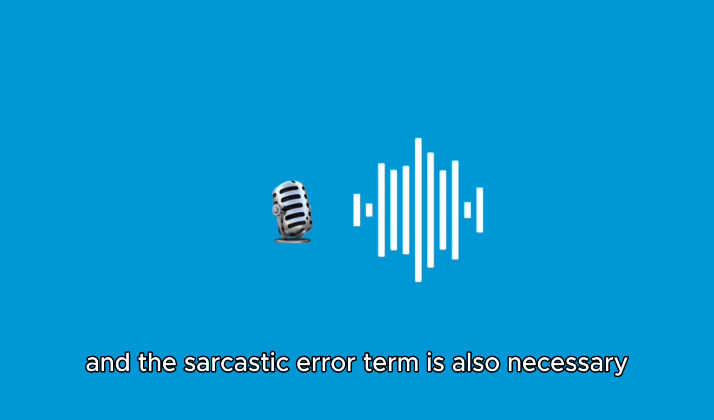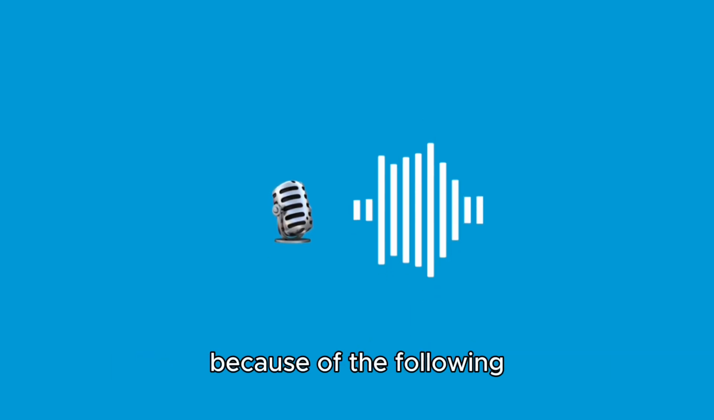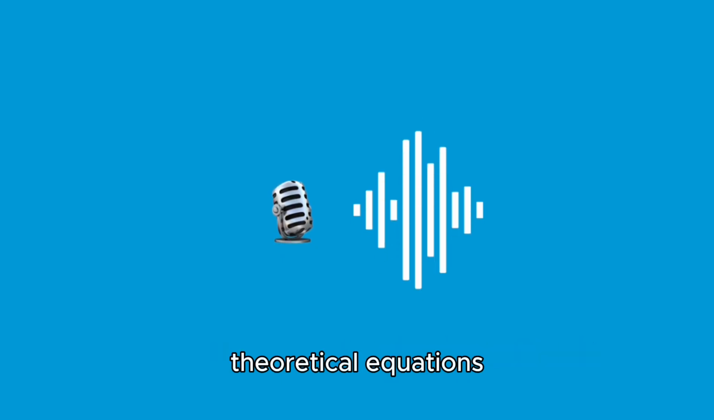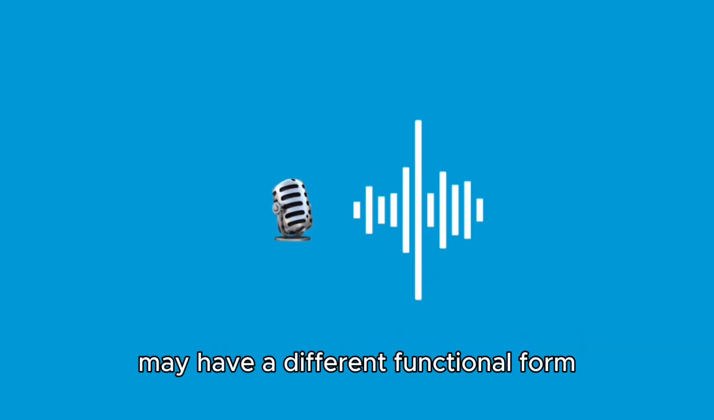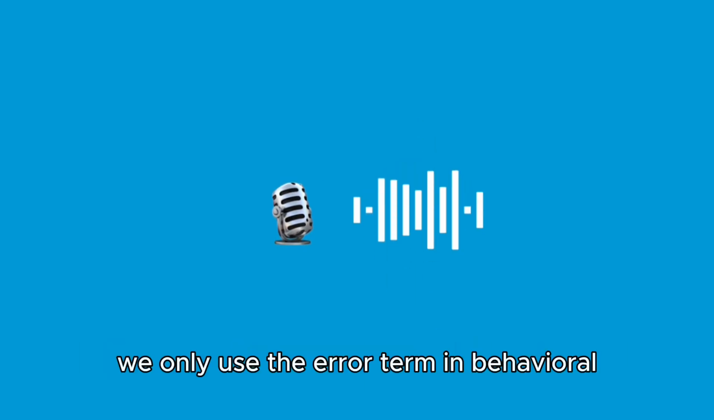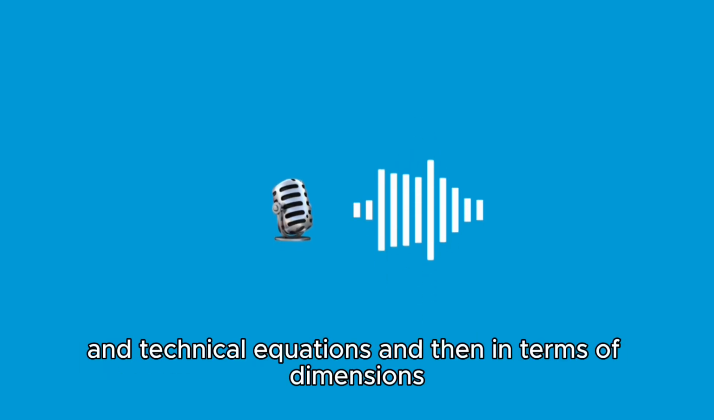And the stochastic error term is also necessary because of the following: measurement errors, omitted variables in specification, theoretical equations may have a different functional form, so nonlinear, or there may be random shocks that may alter behavior. And we only use the error term in behavioral and technical equations.